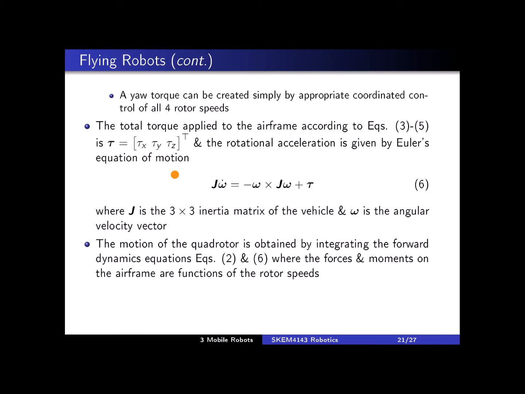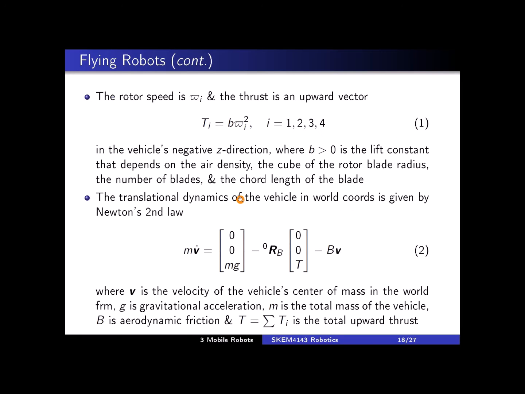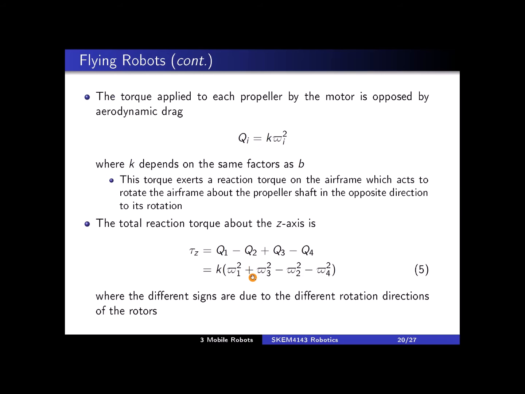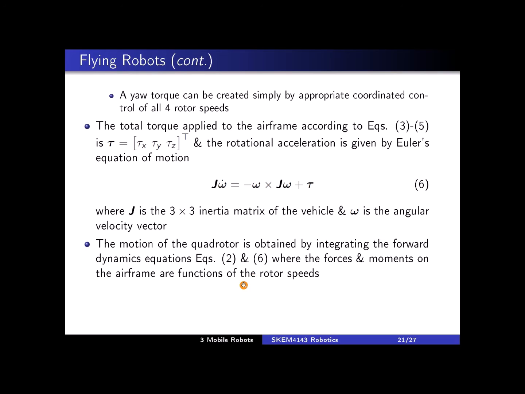Remember, I told you a rotorcraft, in particular the quadrotor, has 6 degrees of freedom, right? It can move in a translational motion in x, y, and z direction, and it can also rotate about the x-axis, about the y-axis, and about the z-axis. So therefore you need 2 sets of equations, as given by equation 6 and equation 2, to describe the dynamics.